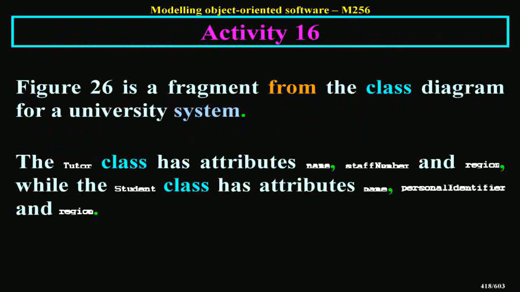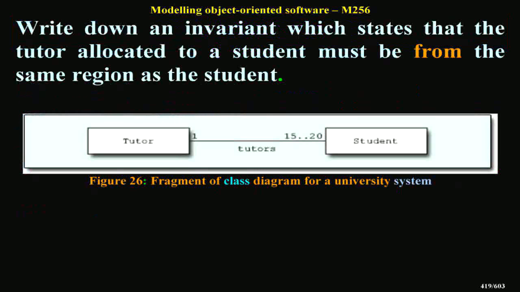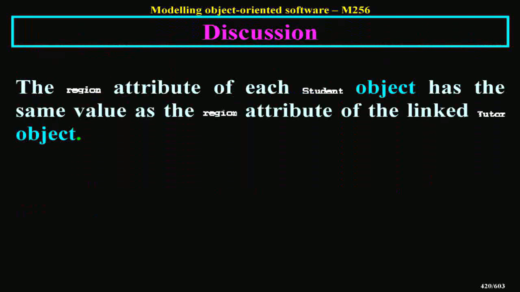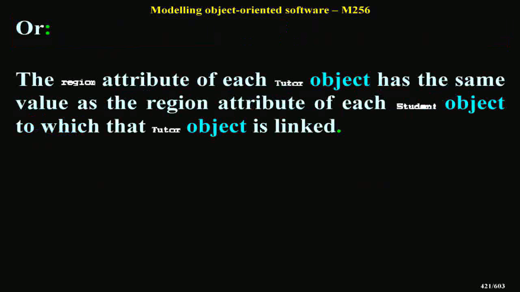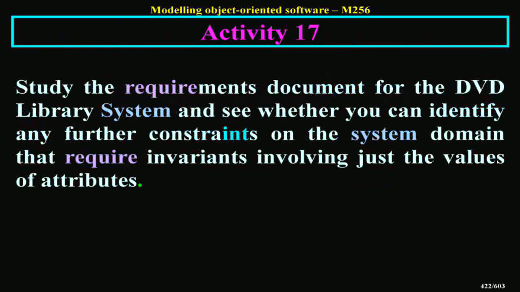Activity 16. Figure 26 is a fragment from the class diagram for a university system. The class has attributes, and, while the class has attributes, and. Write down an invariant which states that the tutor allocated to a student must be from the same region as the student. Figure 26, fragment of class diagram for university system. Discussion. The attribute of each object has the same value as the attribute of the linked object. Or, the attribute of each object has the same value as the region attribute of each object to which that object is linked.